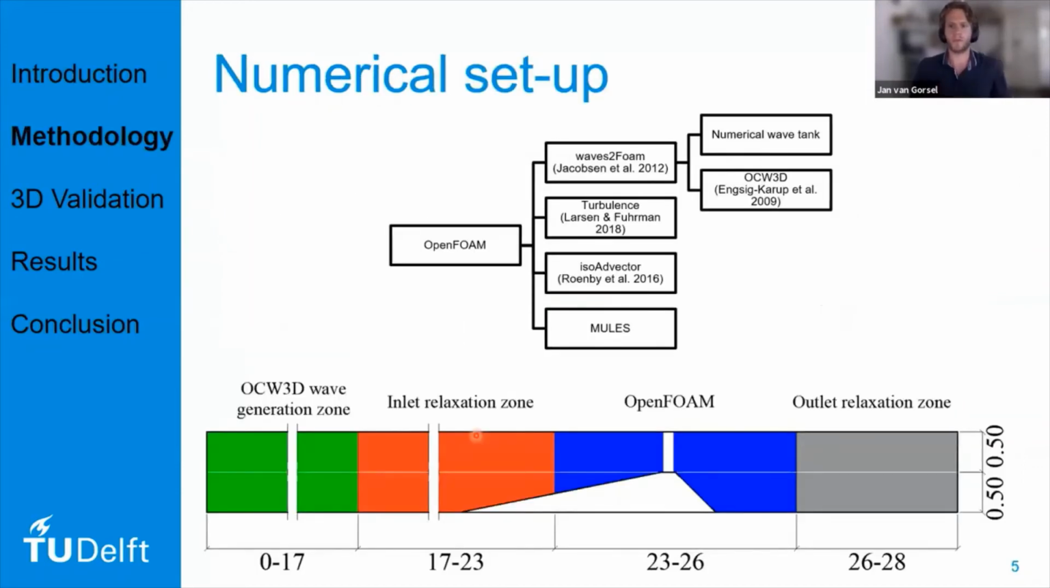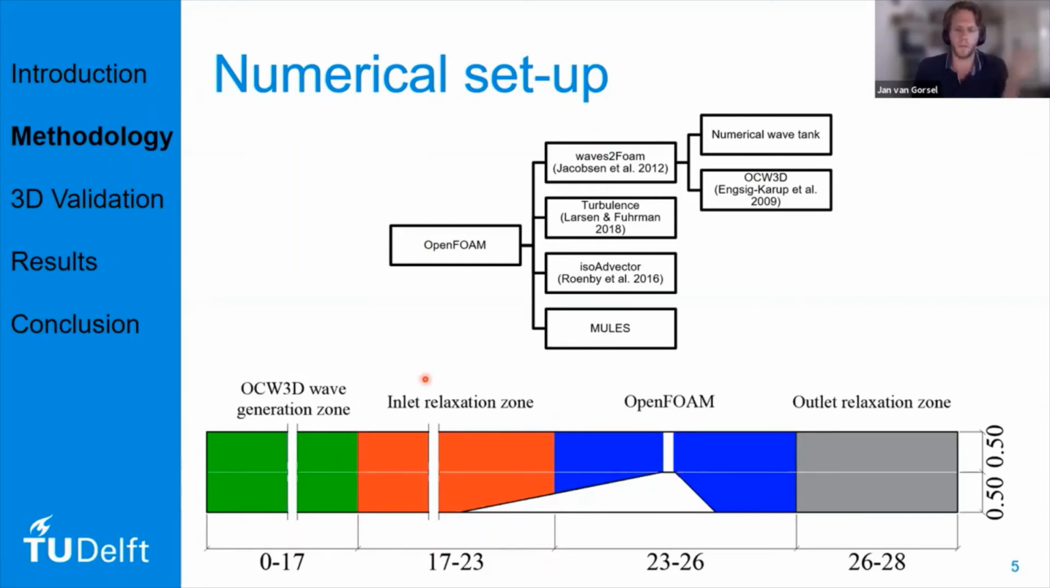For the numerical setup, I used OpenFOAM version 1912. In that I used the WaveSystem toolbox by Jacobsen et al. to set up a numerical wave tank, which was coupled with Ocean Waves 3D to simulate the waves over the first 70 meters of the domain, as the first 17 meters of the domain is not interesting. Ocean Waves 3D was used, as it is a simple and quick tool to determine the water level elevation. Then at the coupling zone, at 17 meters, the wave is propagated into the domain where it hits the cylinder.